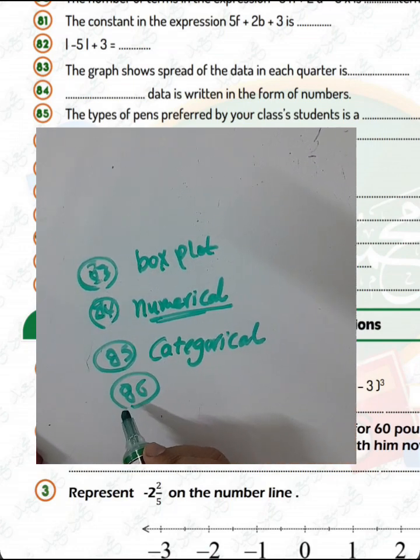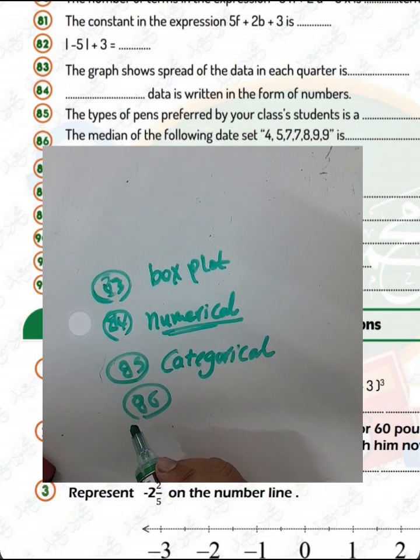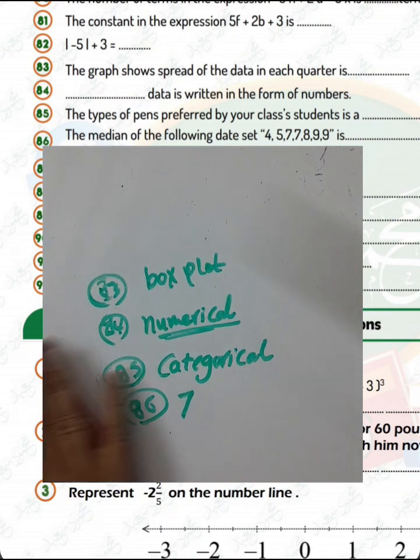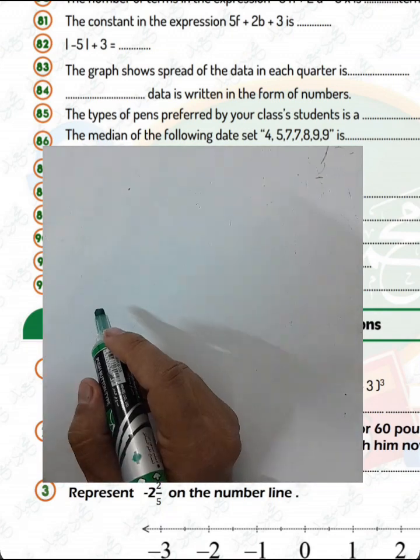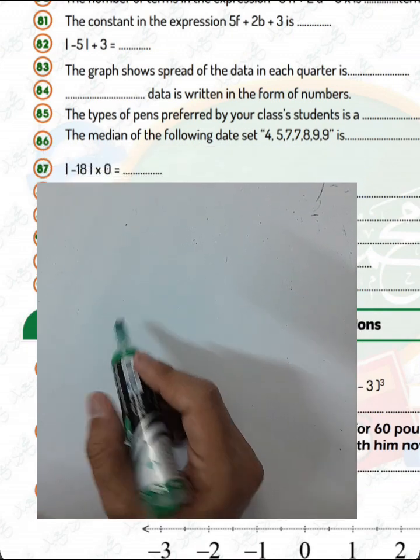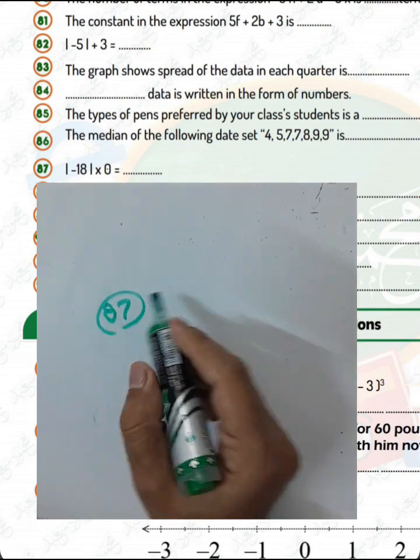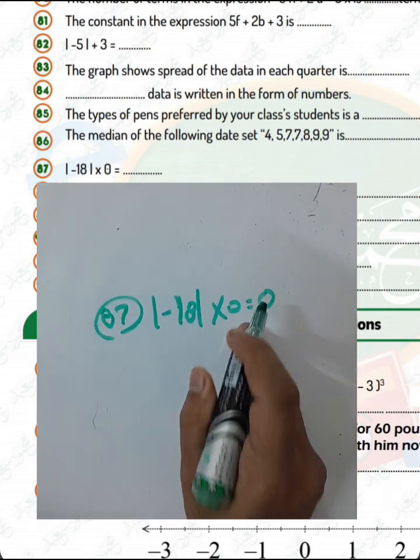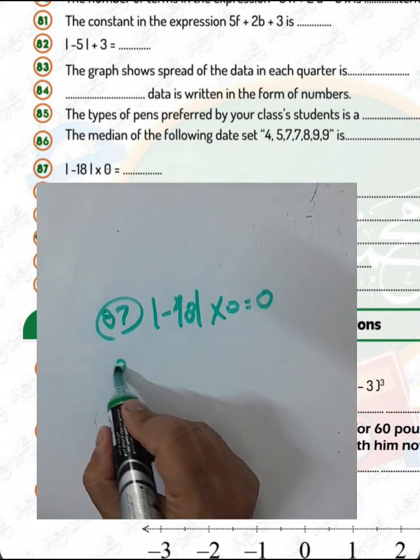Question 86. The median of the following: we write here 7 lies in the middle. It will be 7. It's the median. Okay. Question 87. The absolute value of negative 18 times 0 will be 0, because 0 times 18 equals 0.